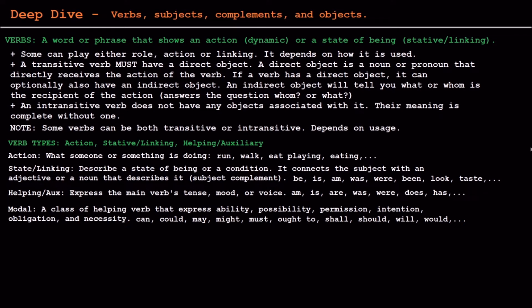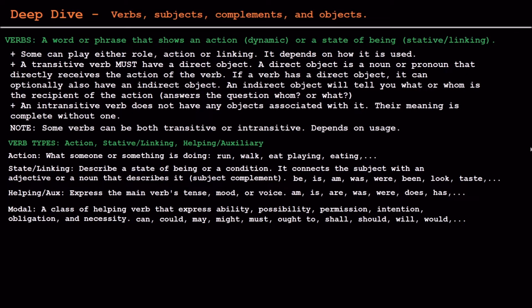Some verbs, it's important to realize, can work as both stative or action. And the way you determine that is how they're being used in the sentence. And you have to do that first. So there's rules that govern that. And I'm trying to point those out to you as we go along through the analysis of the poem.